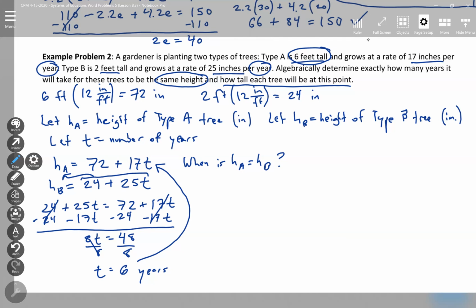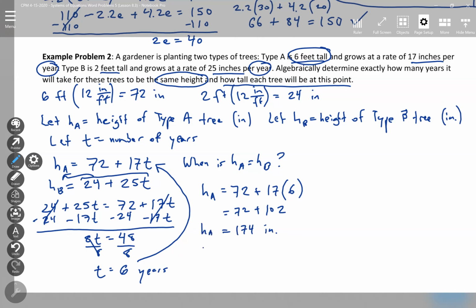So let's check that. So HA is 72 plus 17, and t is equal to 6. So we have 72, let's see, 17 times 6, that's actually going to be 102. And 72 plus 102, that's actually 174. Remember, our units here are inches. So that's the height of tree A.